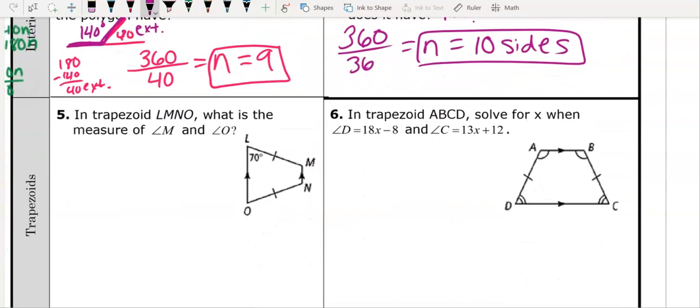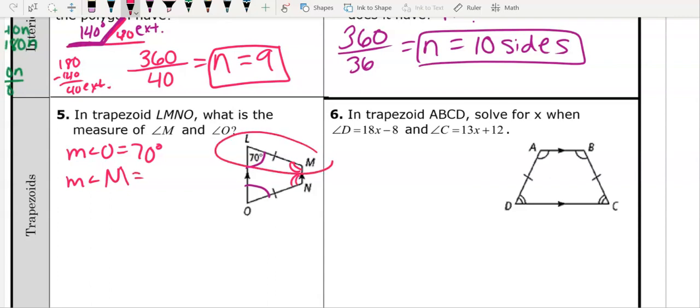All right, moving on to number 5. In trapezoid LMNO, what is the measure of angle M and angle O? This problem actually doesn't need a lot of math. So in a trapezoid, the bottom two angles are the same and the top two angles are the same. So that means angle O is 70 degrees. And we need to solve to find angle M.